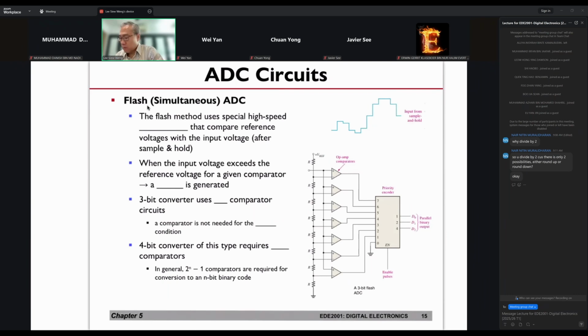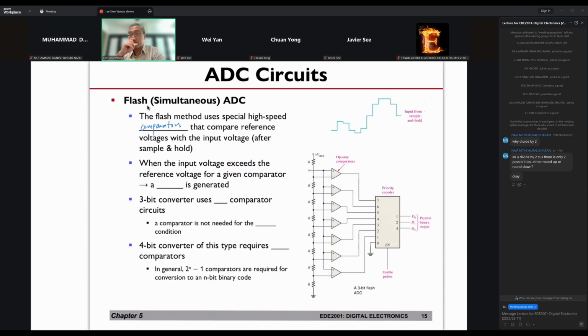Now, what kind of ADC circuits can we have? The first one that we're going to talk about is what we call the flash ADC, or the simultaneous ADC. What's happening here is we're using comparators. We went through op amps, so we have op amps lined up here. We're going to talk about that in a short while. These are high-speed comparators, comparing a reference voltage with the input signal.